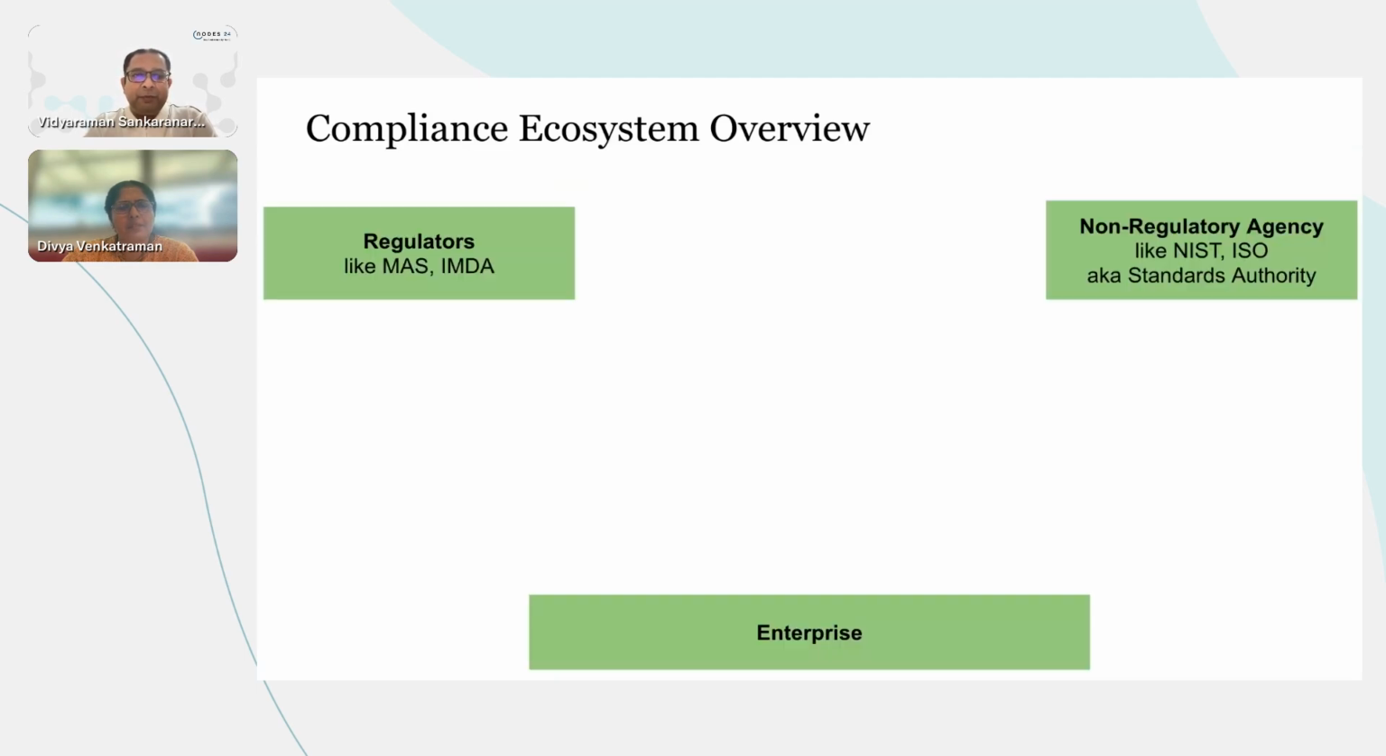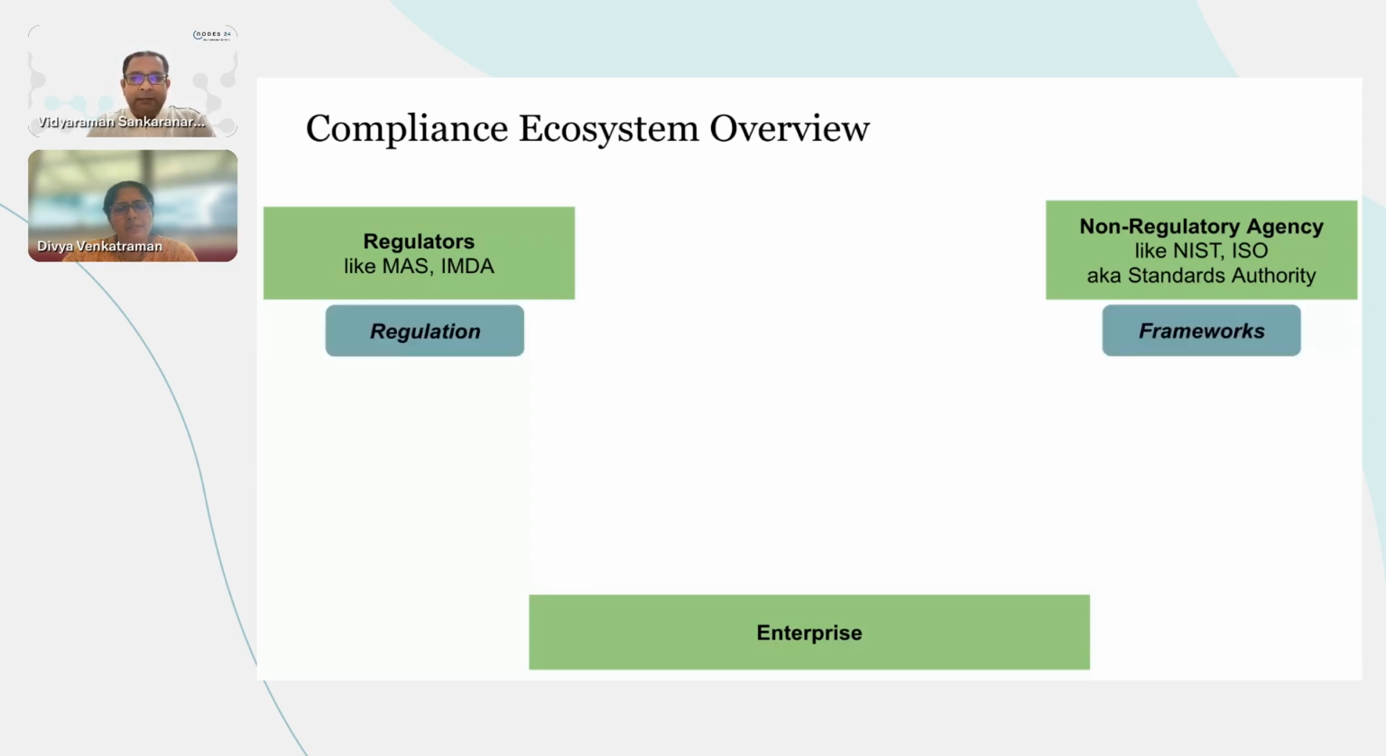So from a compliance system overview standpoint, there are three major players. The first is on the left, regulators. The second is on the right, non-regulatory agencies like NIST. These are the standards authority. And at the bottom are the enterprises that are actually developing products and services. So the regulators, which is the Monetary Authority of Singapore or the Infocom Media Development Authority, they publish regulations.